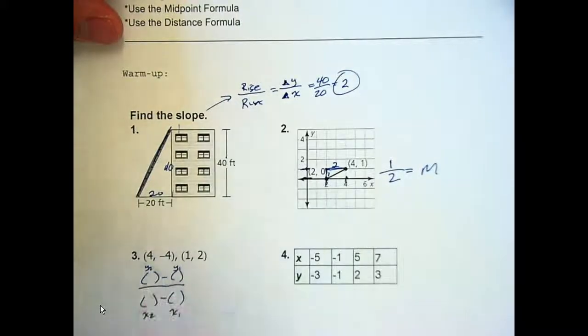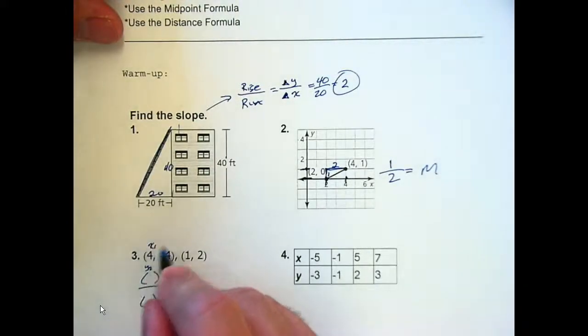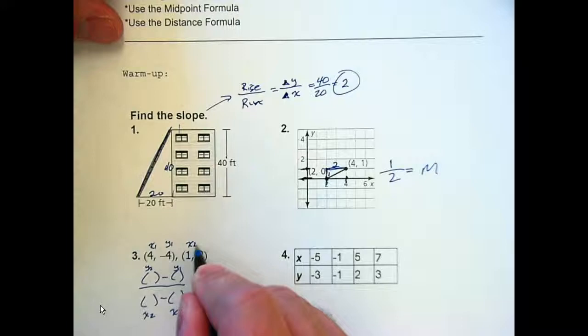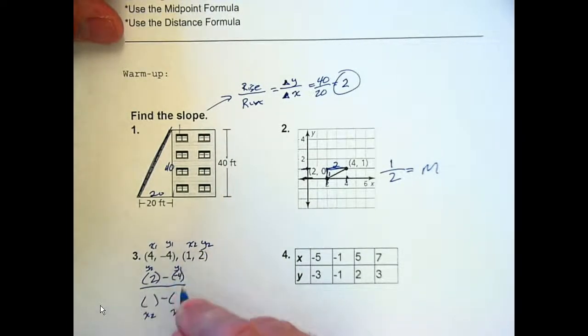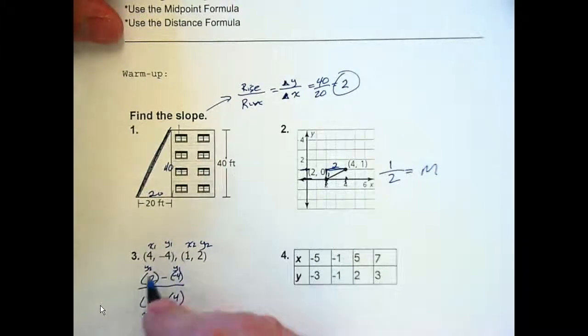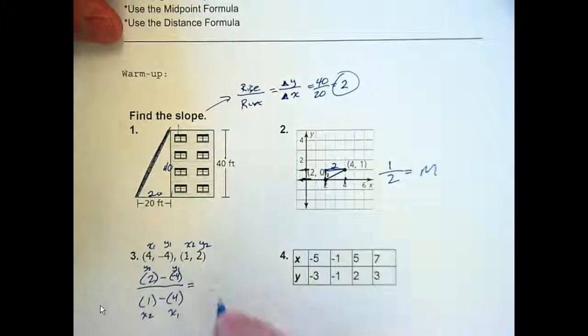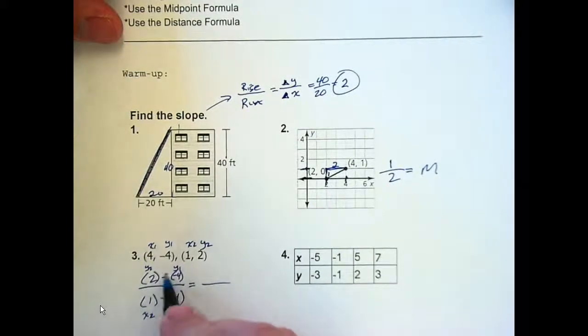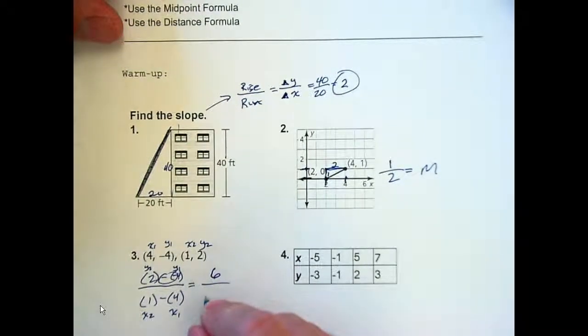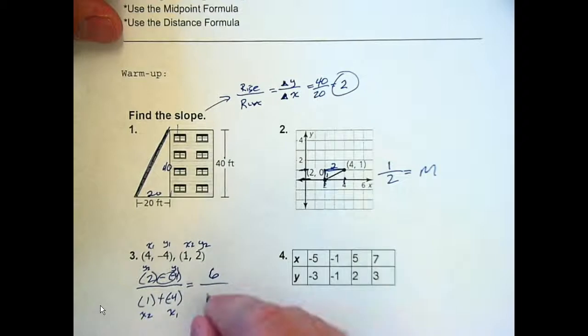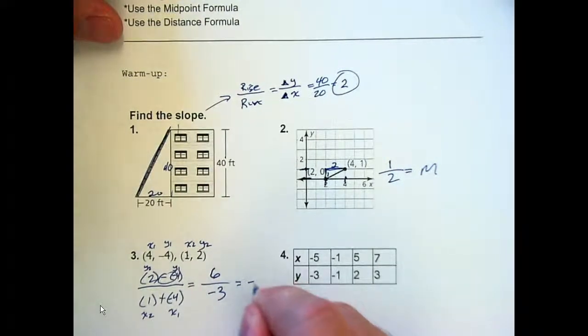Well, if we're not plotting the points, we'd have to say, well, that's x1, and that's y1, and that's x2, and that's y2. Okay, y2 is 2, y1 is negative 4, x2 is 1, and x1 is 4. Notice I put parentheses as like little seats on a ride there. 2 minus negative 4 is 6, and 1 minus 4 is negative 3, which is negative 2.